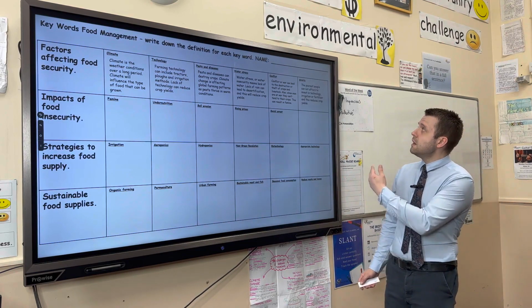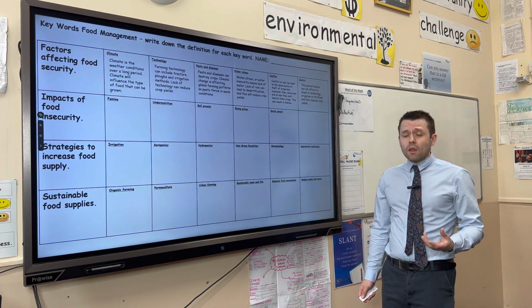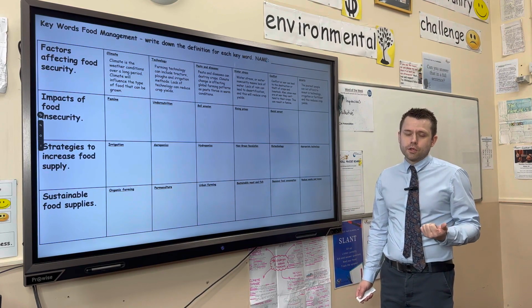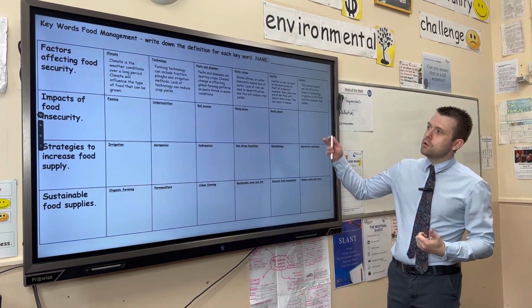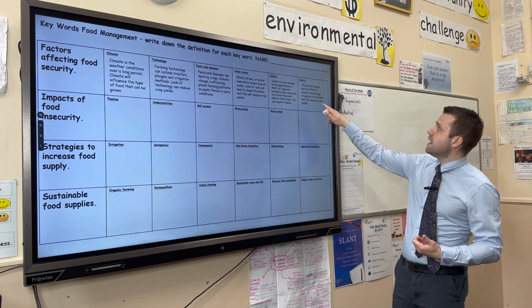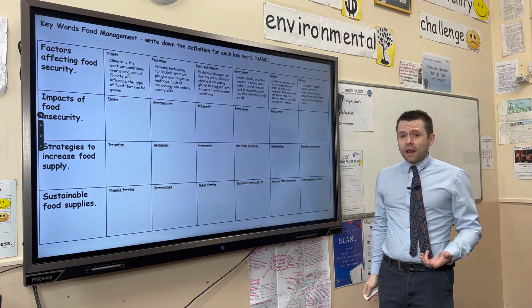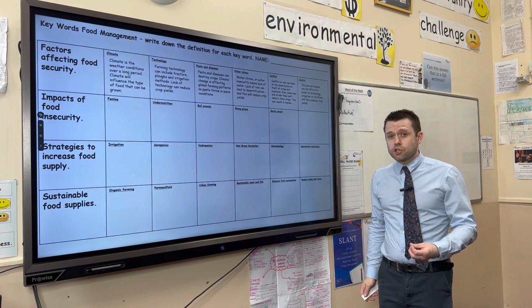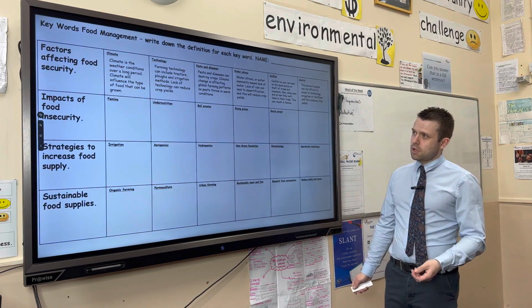And finally, in this one, poverty. The poorest people can't afford food more generally, but we're talking about food security and the production of food. LIC farmers can't afford the technology or the fertilizers to increase crop yields.